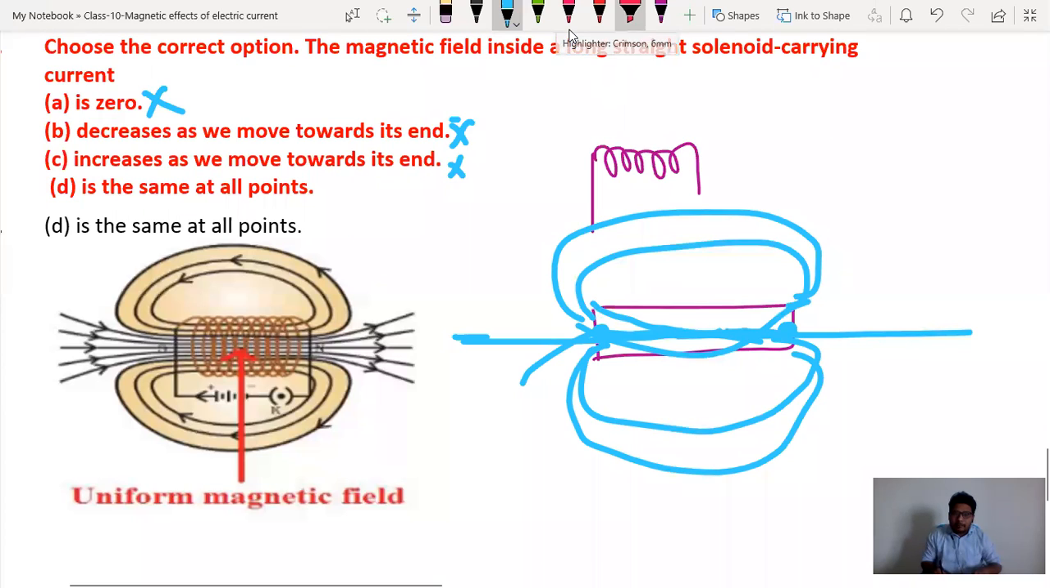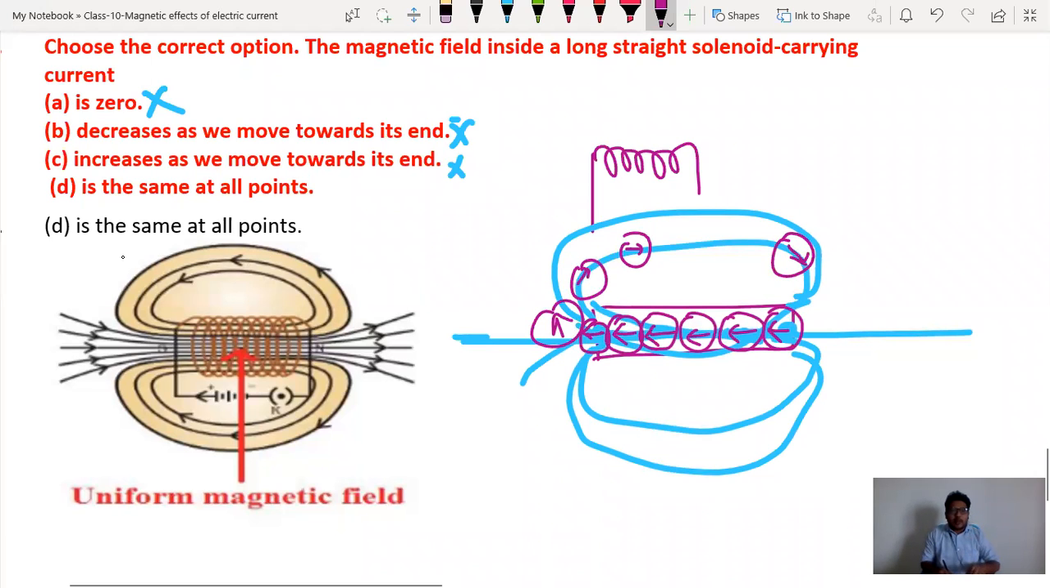And if you place a magnetic compass here, if you place a magnetic compass here, it will show the same direction. If you keep it here, it will show the same direction. Wherever the place in the middle line, if you place it, the magnetic compass will show a straight line, isn't it? But if you keep it here, it may show in this direction. If you place it here, it may show in this direction. So that magnetic field will be the same at all points in the middle of the solenoid or bar magnet.